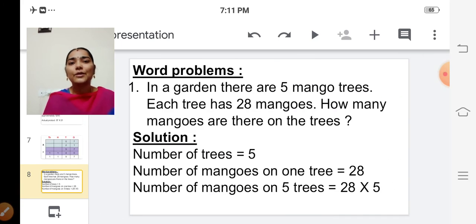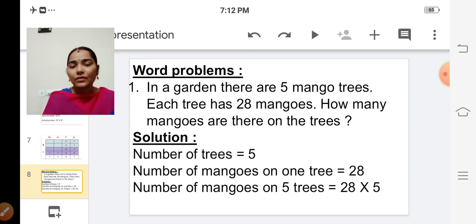Yes, next one is word problems. So we are going to solve word problems. See the first problem. In a garden, there are 5 mango trees. Each tree has 28 mangoes. How many mangoes are there on the trees? So we are going to find out the total number of mangoes on 5 trees.